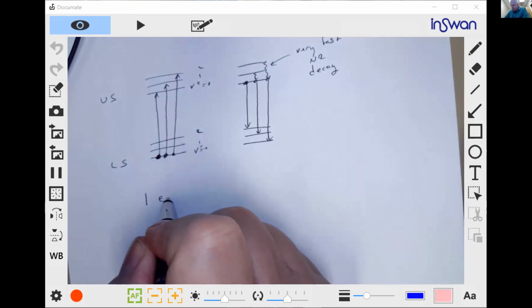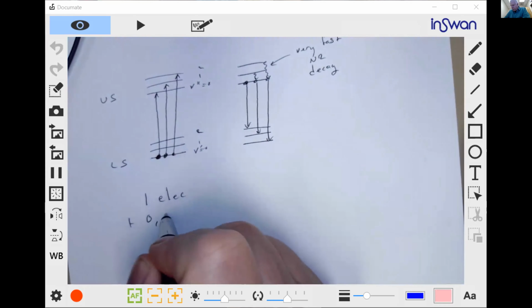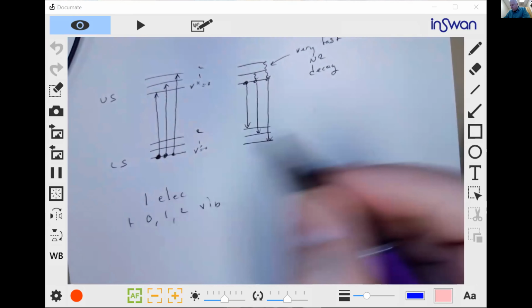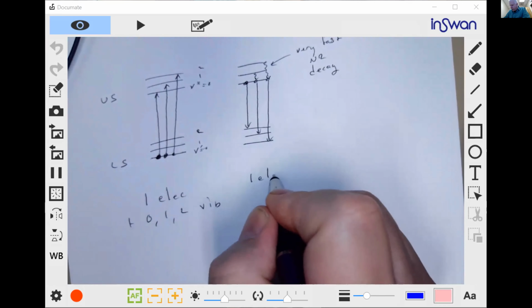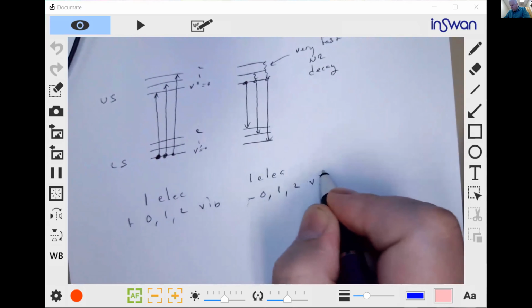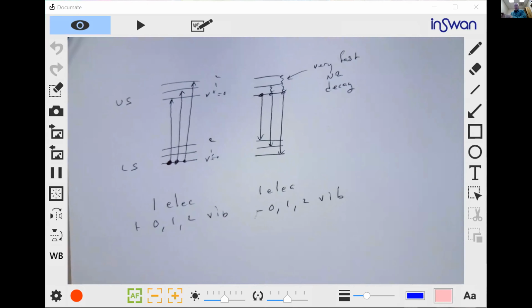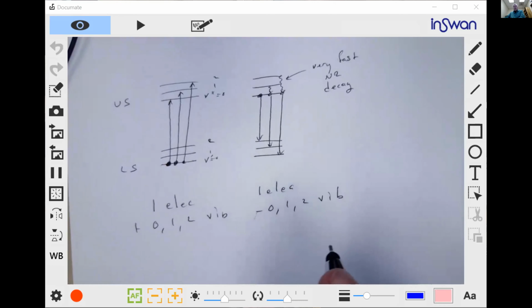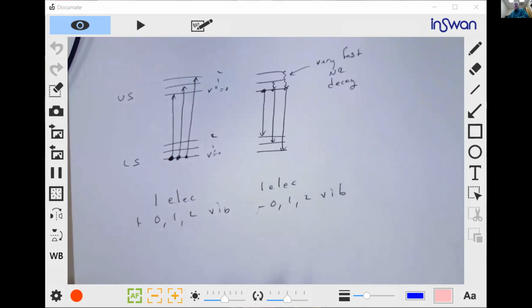And so this is one electronic energy plus 0, 1, and 2 vibrational energy quanta. And this is one electronic minus 0, 1, and 2 vibrational quanta, right? So that's one way to look at it. And this is correct. There's also an aspect of this that's important for understanding the intensity of the bands, and also the energetics. But this has to do mainly with solvation, right?